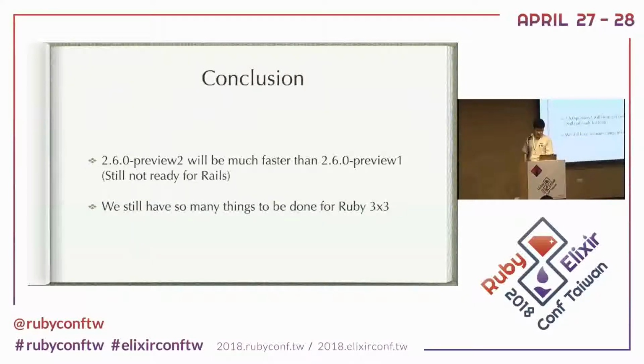So, conclusion: Ruby 2.6.0 preview 2 will be much faster than preview 1, but it's still not ready for optimizing Rails. So I'm working hard to improve the performance of Rails. And also, we have so many things to be done for Ruby 3x3, so probably the future will be much better than now. So thank you for listening.